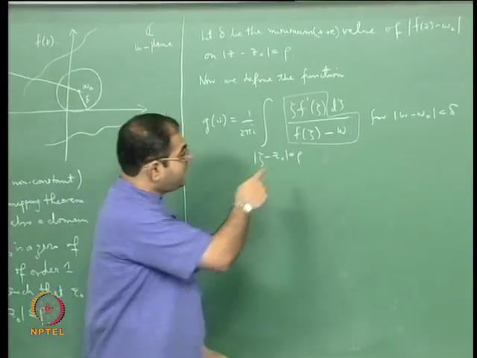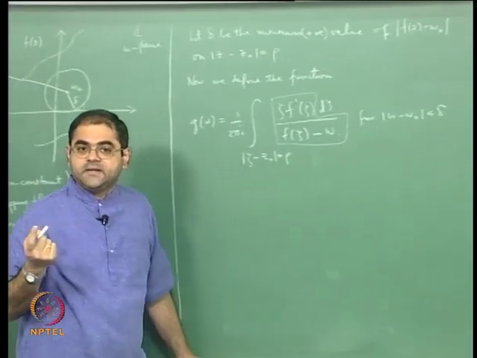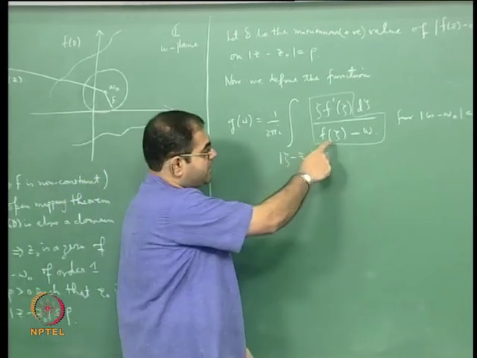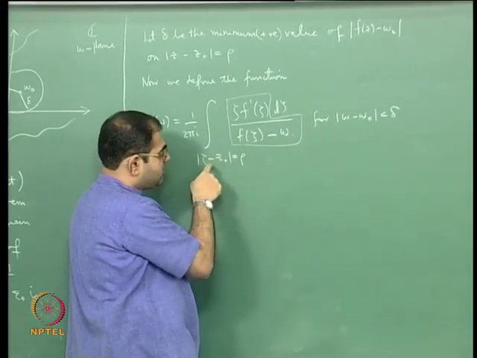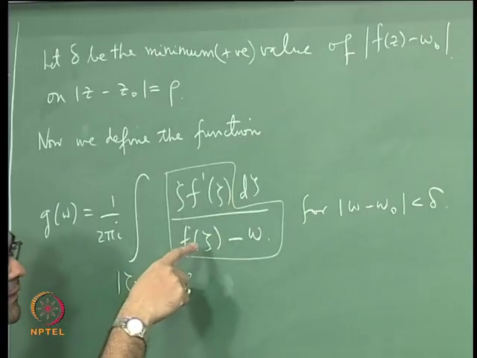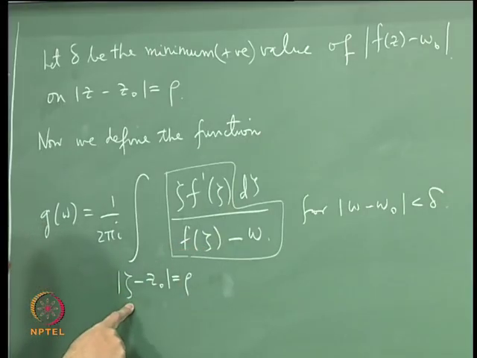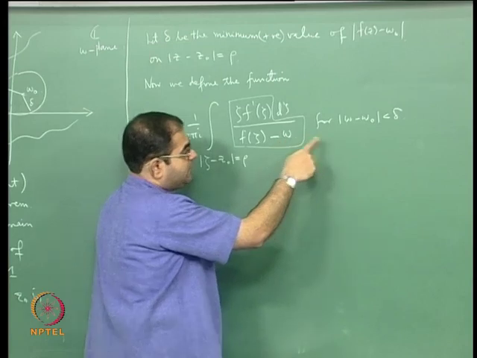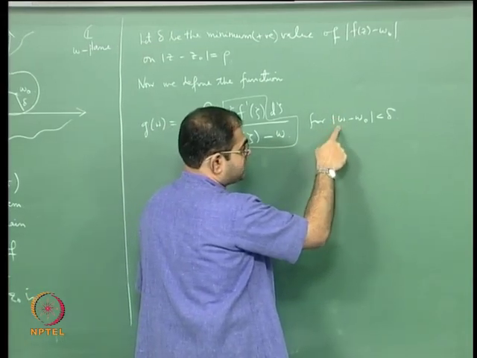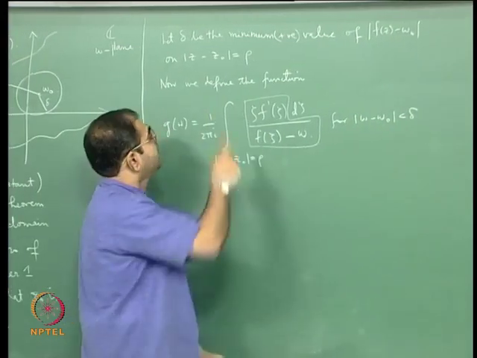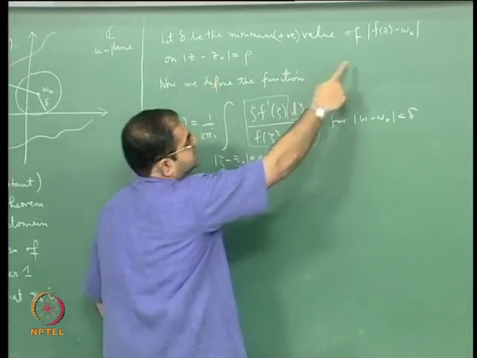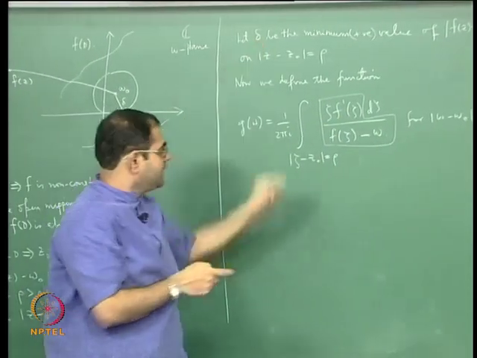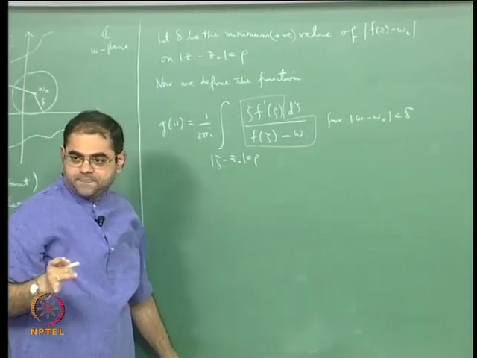But the fact is that this integrand is continuous. Mind you, the only problem with the continuity of the integrand is that the denominator can vanish, okay. But the denominator cannot vanish, because if the denominator vanishes, then I will get a zeta on the boundary circle such that f of zeta is equal to w, okay, then it will mean that the distance of f of zeta from w naught is less than delta. But you know, for every point in the boundary circle, the distance of f of zeta minus w naught is greater than or equal to delta, okay, which is a contradiction. Therefore the denominator is never going to vanish, therefore this is a continuous function.